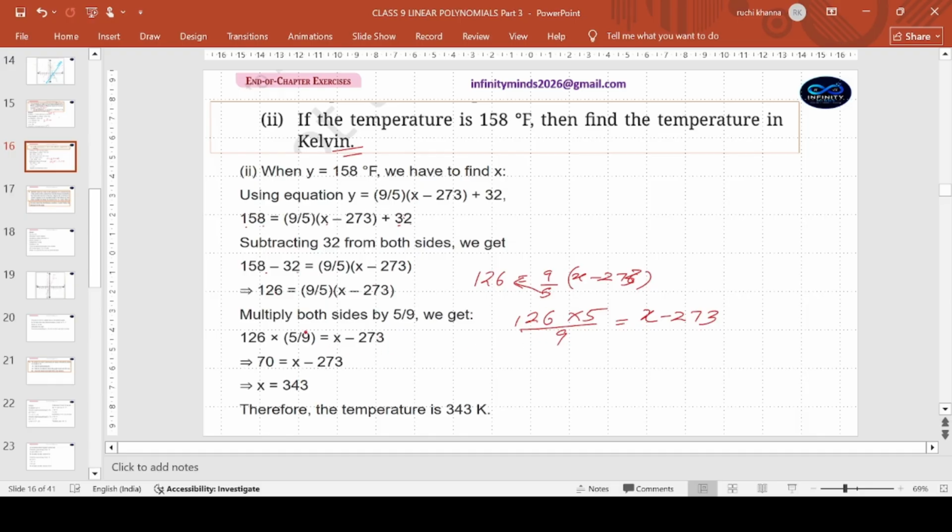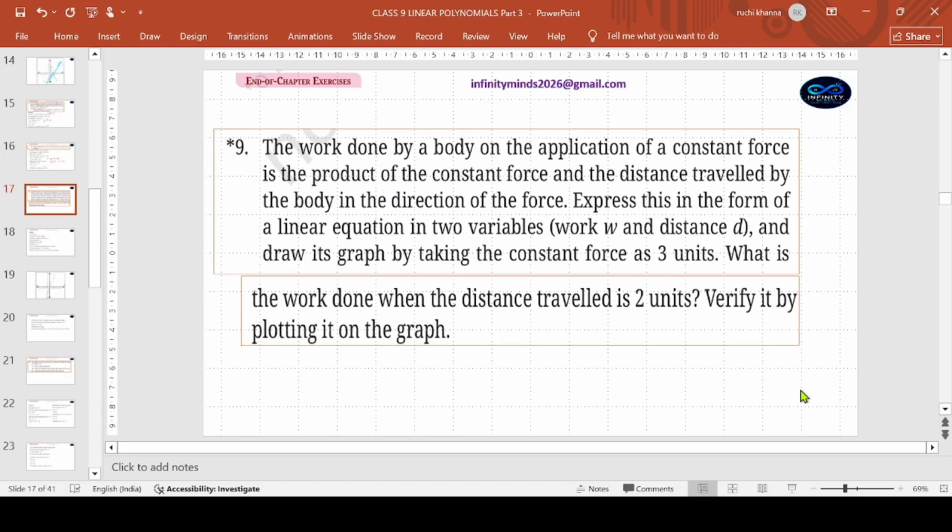You get a 70 on solving all of this. 70 is equal to this, so 273 goes there. 273 plus 70, 343 K. Okay. We'll go to the next question now.